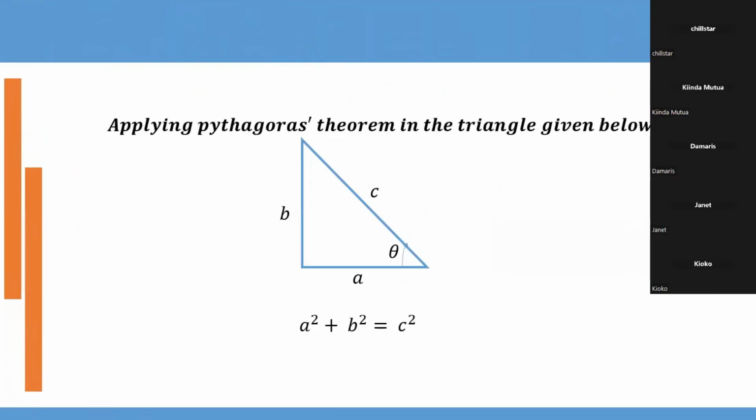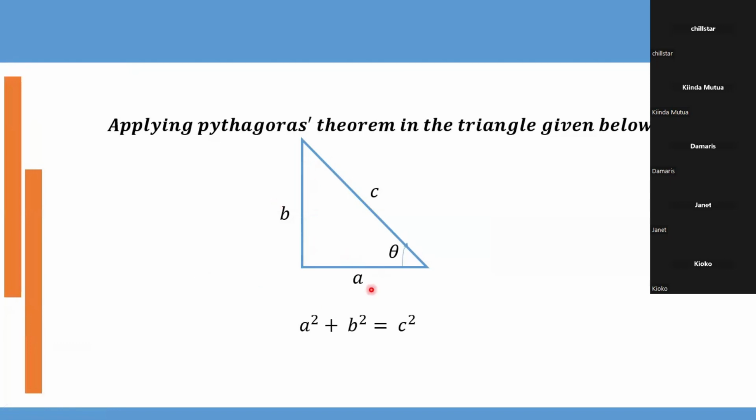Now, this is our right angle triangle here. I want you to just note it down in your exercise book. From applying trigonometric identities, you can see that our triangle here has three sides.